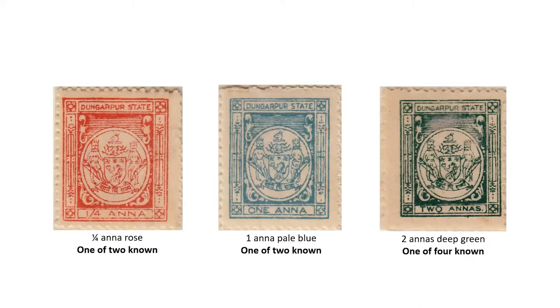Our good friend, Mr. Perry Goldberg, who's a member of the Collectors Club of Chicago, has the other copy. And the two annas is one of four. Actually, it's one of five now. One more copy has been discovered, so I believe it's one of five known.